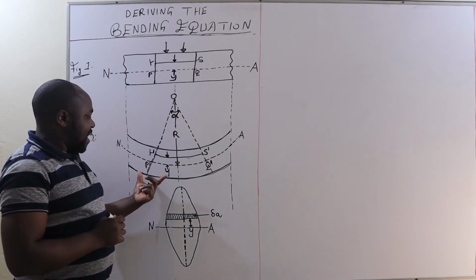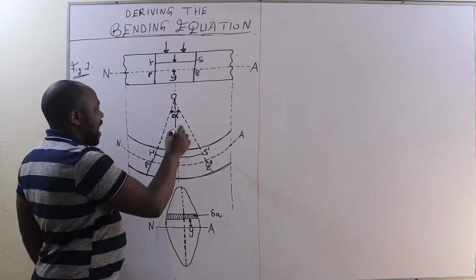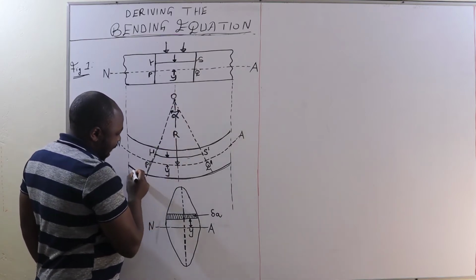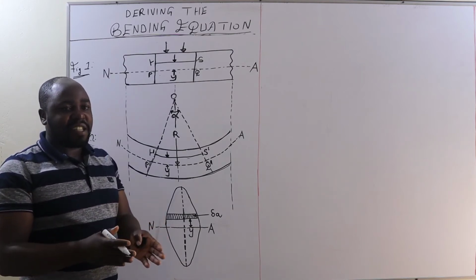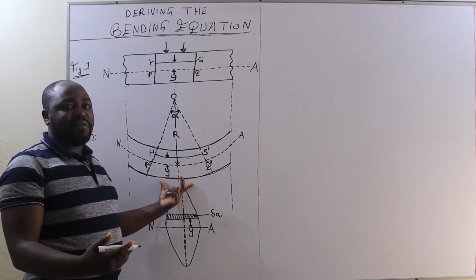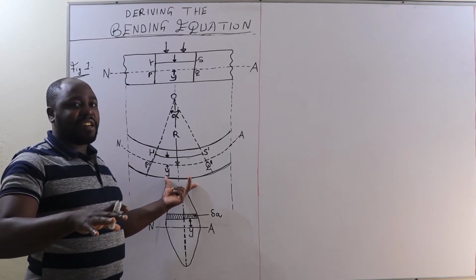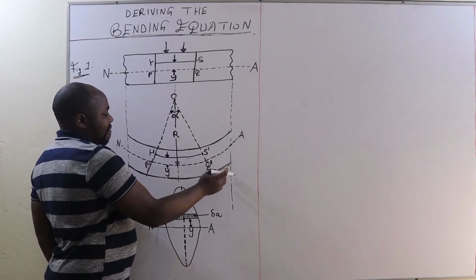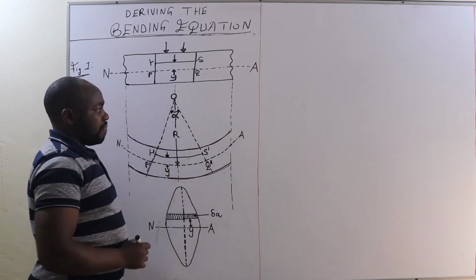Now, let the layer P prime Q prime subtend an angle of alpha at the center of the arc. The reason being, when the beam bends, it will bend in the form of a curve, and we can consider that curve to be an arc of a circle. Remember, an arc of a circle is just part of a circle. So the center of this arc of the circle is O.